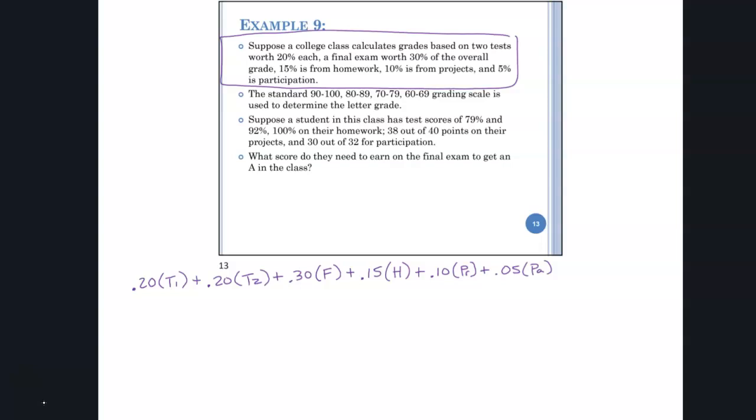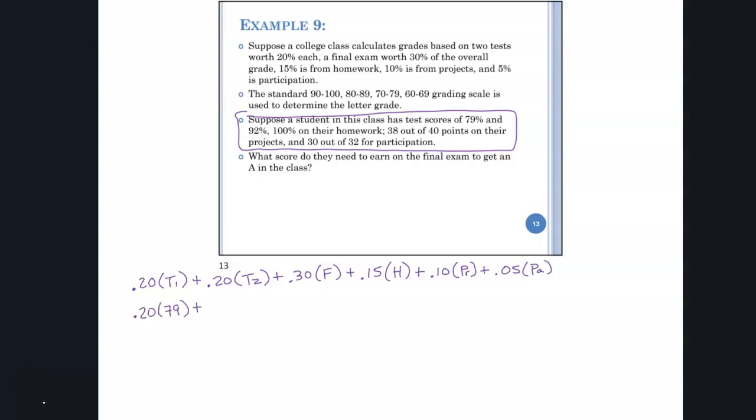So this would be how I would calculate a weighted average. How I would calculate any average in this class is I would just plug in the scores. So let's go ahead and do that for this student. So for this student, it gave us several scores here, so we'll just substitute those in. It says the student has test scores of 79% and 92%. So 0.2 or 0.20 times 79 plus 0.20 times 92.